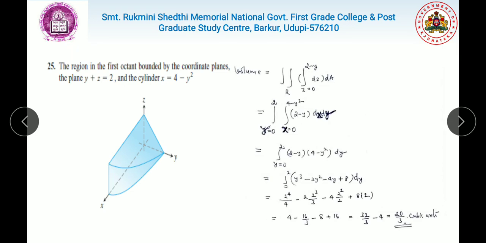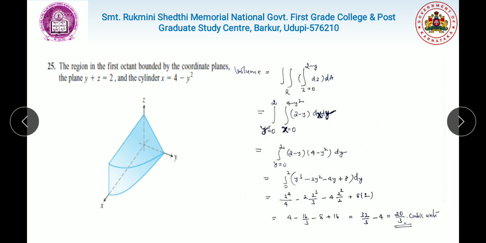So this is the figure you have. Again, you can project it on the xy plane, fixing a point x comma y in the xy plane. Z varies from 0 as lower limit to the upper limit, that is the surface y plus z equal to 2. When you solve for z, it becomes 2 minus y.